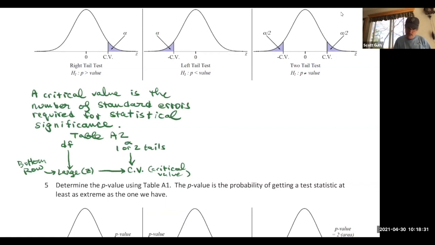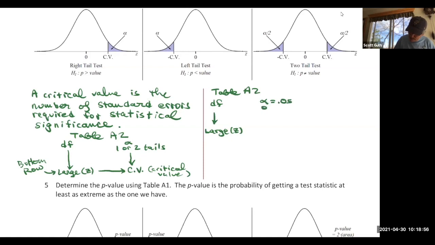So let's go ahead and do our problem here. On table A2, go to the bottom row for degrees of freedom, large z-scores. This time our alpha is 0.05 and it's one-tailed.